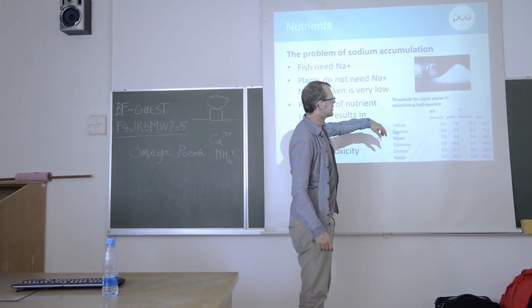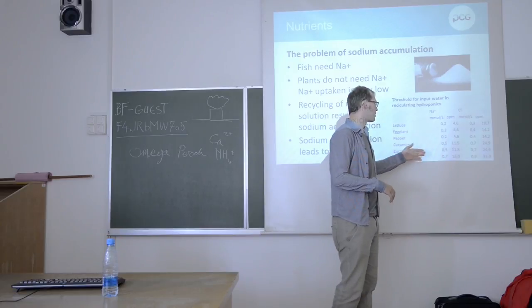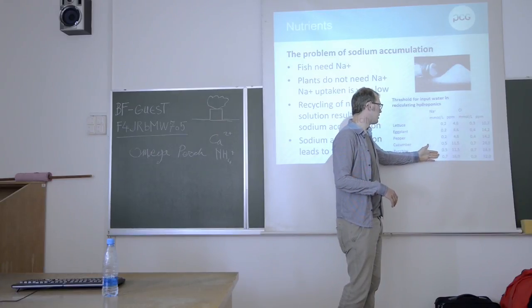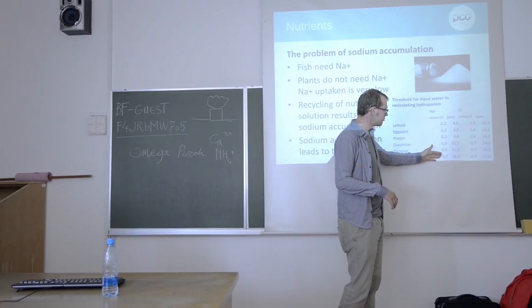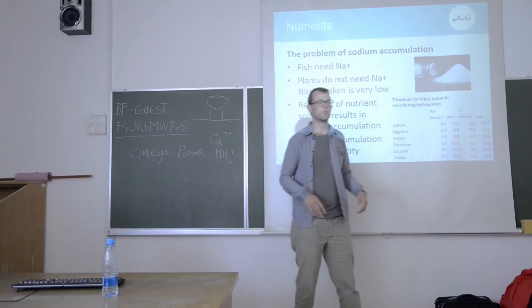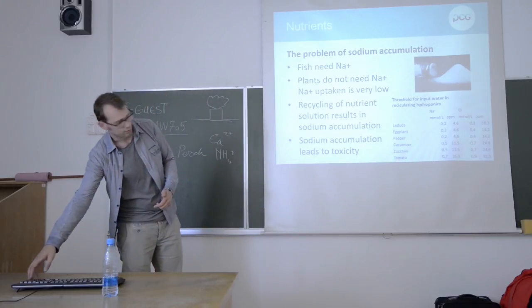Here I added a table with the thresholds for the input water, the water source for recirculating hydroponics. There are different values for different crops. For instance, lettuce is quite susceptible to sodium, quite sensitive to it. Tomato is much less sensitive to it. These are values that I got from a book. They are really low. I know that tomato growers only start worrying in practice when they reach about 1.5 millimoles of sodium in their water source. So let's say 30 milligrams of sodium per liter is still okay for a water source, but higher than that you're going to run into troubles when you keep on recirculating the water.